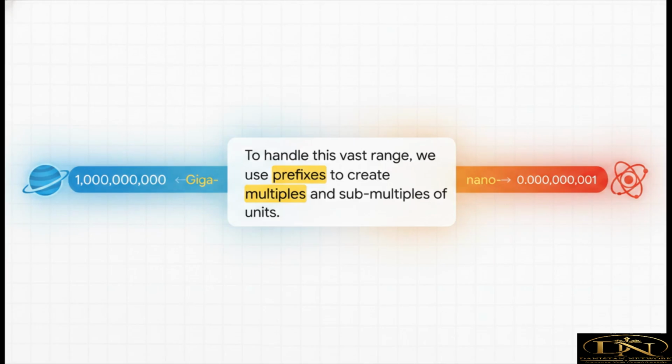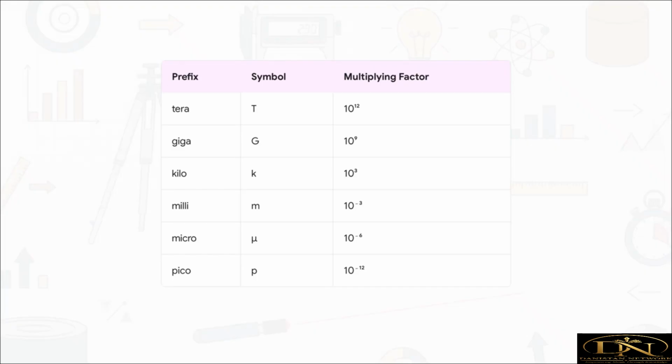Okay, obviously nobody wants to write out a number with 26 zeros. It's just not practical. So to handle this huge range, scientists have a really clever shortcut, prefixes. And this table shows you exactly how they work. A prefix, like tera, just means a trillion, or 10 to the 12th. And way down at the other end, pico means a trillionth. It's a super elegant system for making huge and tiny numbers easy to work with.